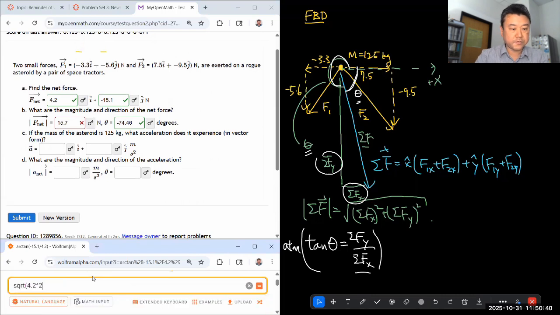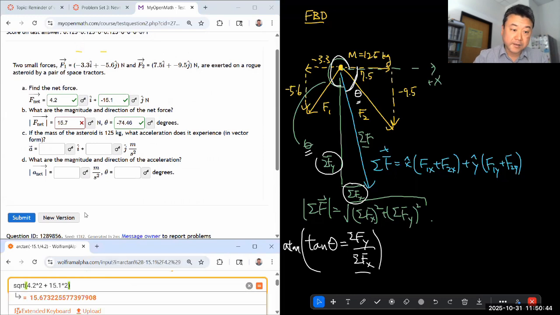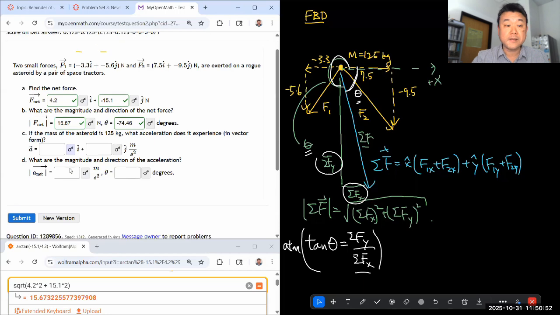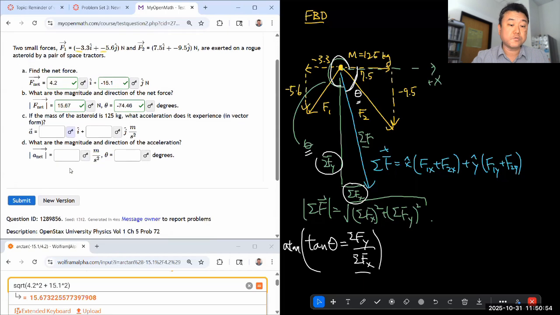Square root of 4.2 squared. It's possible that the question has relatively tight tolerance, so it might want 15.67. The default tolerance on my open method is 0.1%. A lot of the physics questions we use 1% tolerance, but this must still be using 0.1%. I'll notify the author, to see if they'll change it to 1% tolerance.